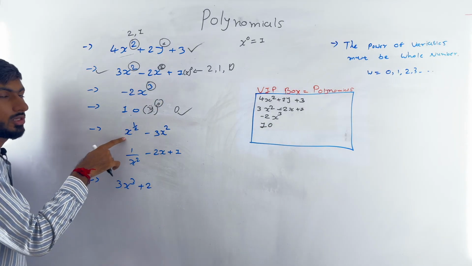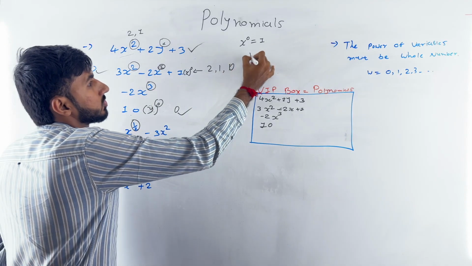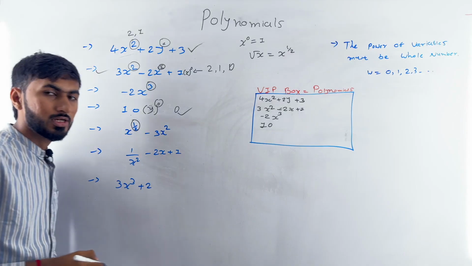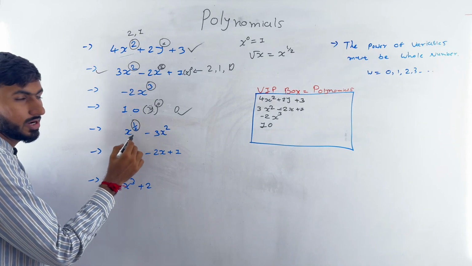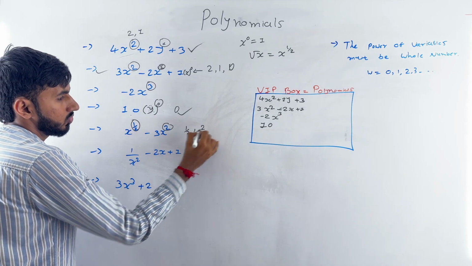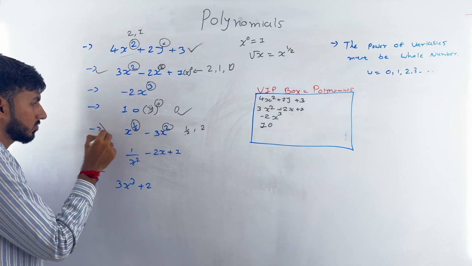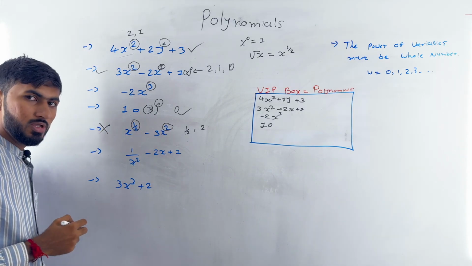Now here I have x power 1 by 2. We all know that square root of x equals x power 1 by 2. I can write it, right? We have already studied in chapter number 1. So x power 1 by 2, and here I have x power 2. So 1 by 2 and 2. Is 1 by 2 a whole number? No. So it is not a polynomial, right? All the powers of variables should be whole numbers.